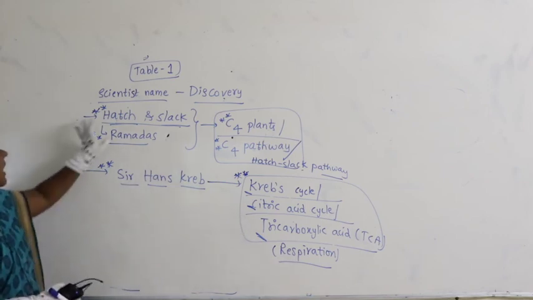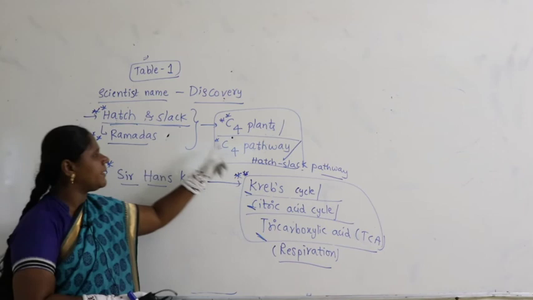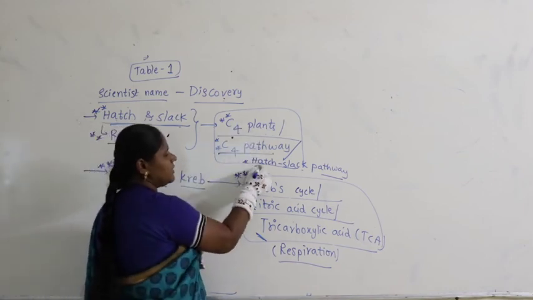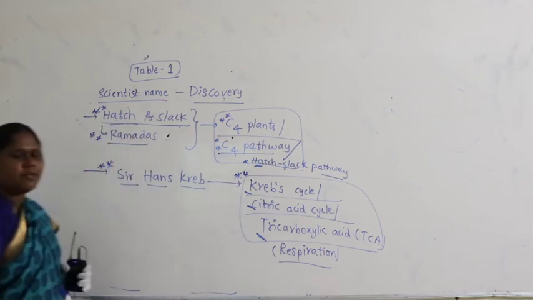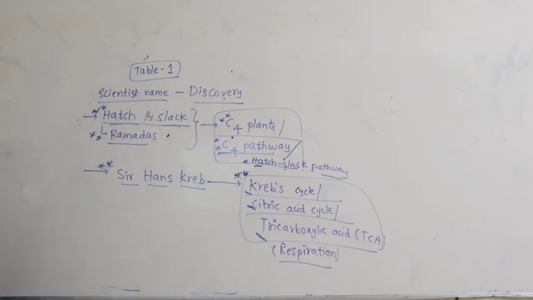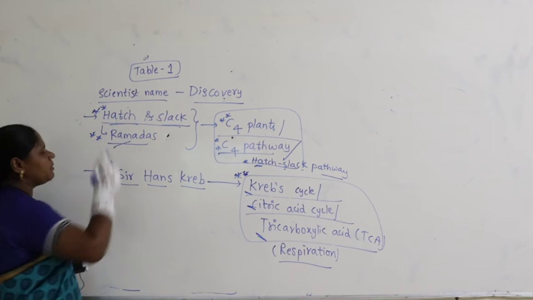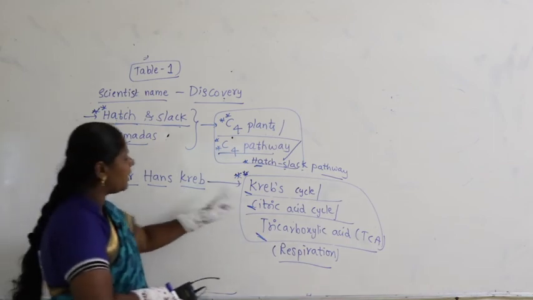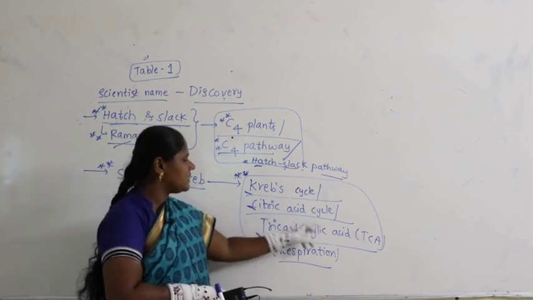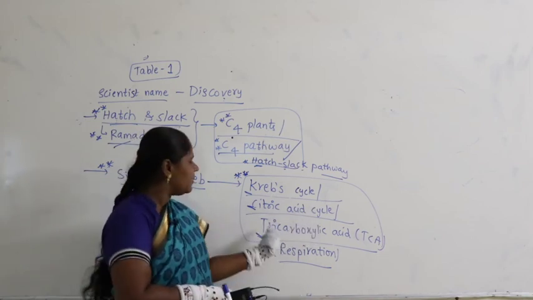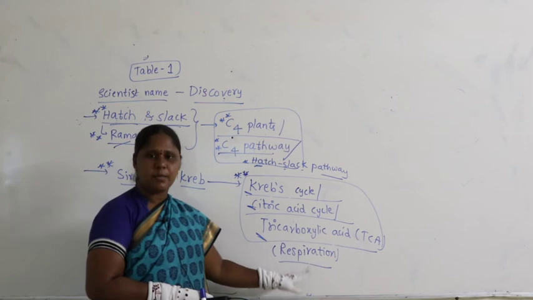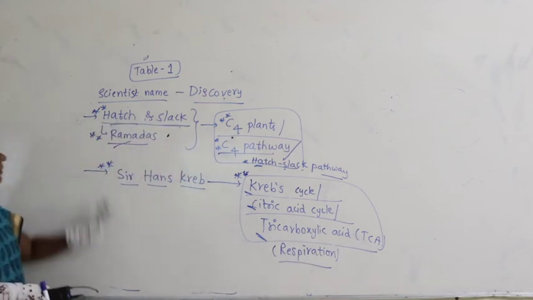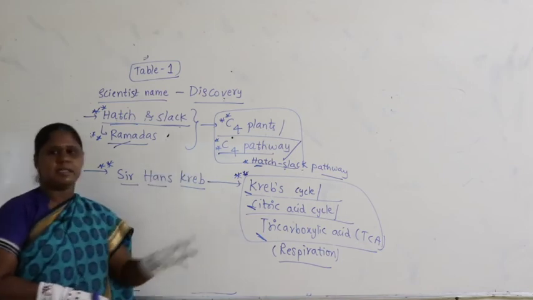I repeat quickly, Hatch and Slack are the 2 scientists. They studied the C4 pathway, which occurs in C4 plants. That is why the pathway is called the Hatch and Slack pathway. Later one more scientist also contributed to the Hatch and Slack pathway. Who is he? Ramadas, remember. Then another scientist, Sir Hans Krebs, studied the Krebs cycle, also called the citric acid cycle, also referred to as the tricarboxylic acid cycle. Remember, we are going to discuss this in the process called respiration. Very clearly remember the scientists along with the discoveries.